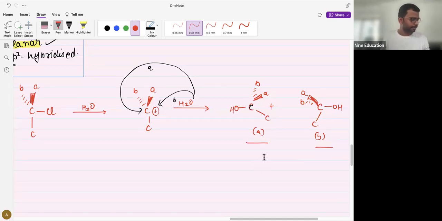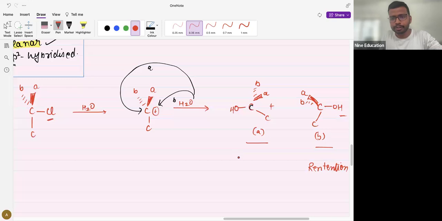These two are what to each other? If it is attacking from the same side as chlorine, this is called retention of configuration. मतलब पहले क्लोरीन यहाँ था and again OH came at same place as chlorine. This is called retention of configuration. If OH is attacking from backside, you all know this is known as inversion of configuration. Inversion of configuration. है ना?